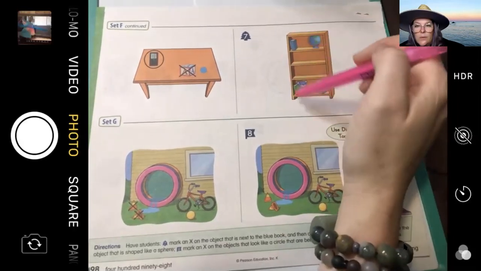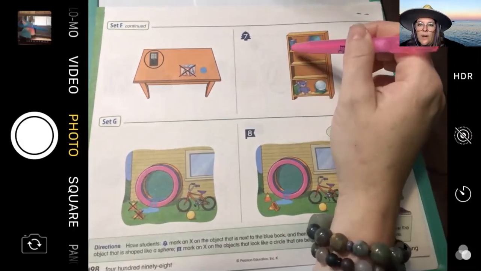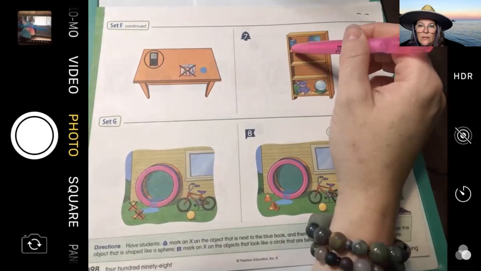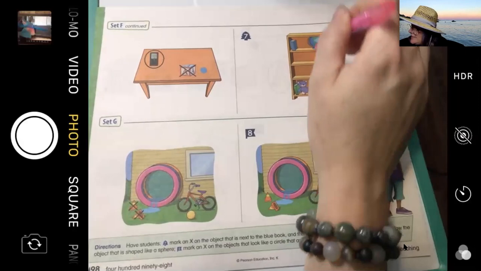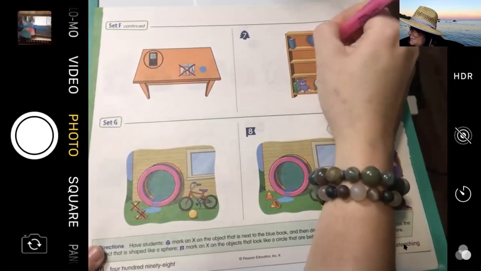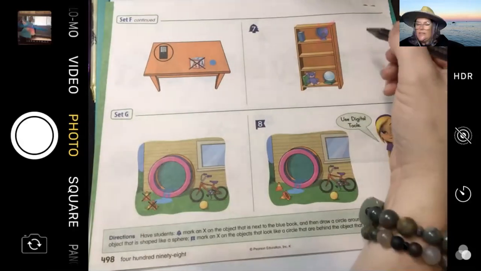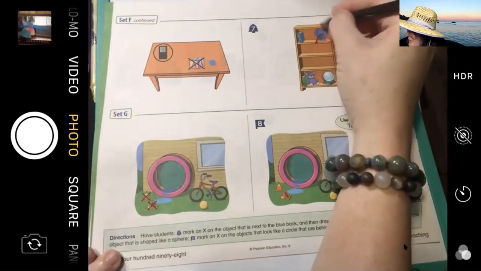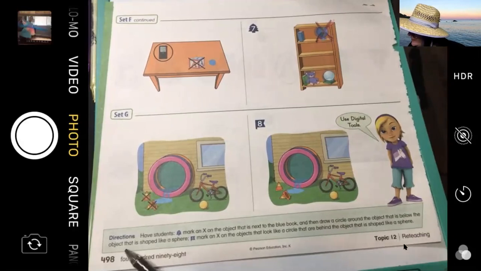So let's find the blue book on this bookshelf. Oh, I found it. What object is next to the blue book? The globe. And so now we have to mark an X on that. So put an X on the globe. I'm gonna need a darker one so that I'll be able to see when I take a picture of this. There we go. Perfect.